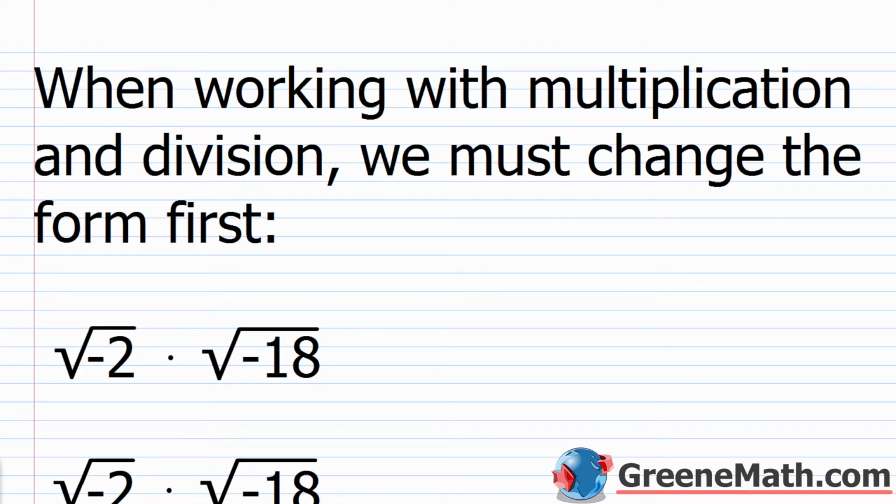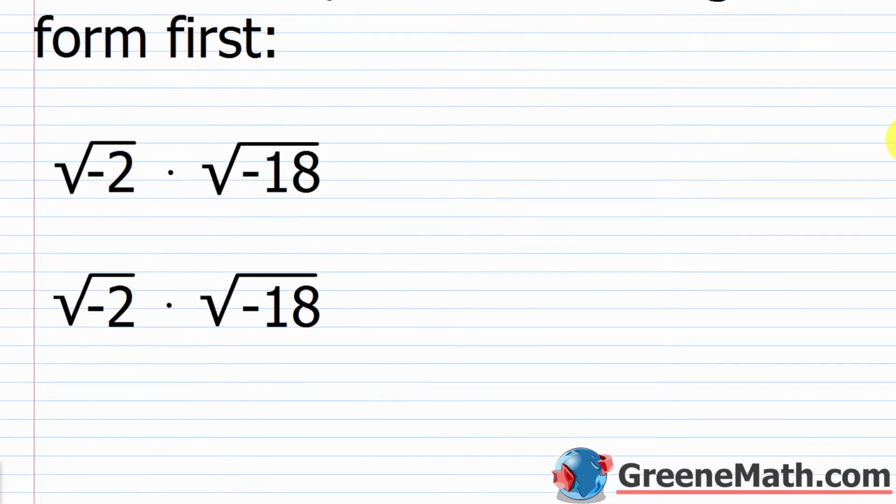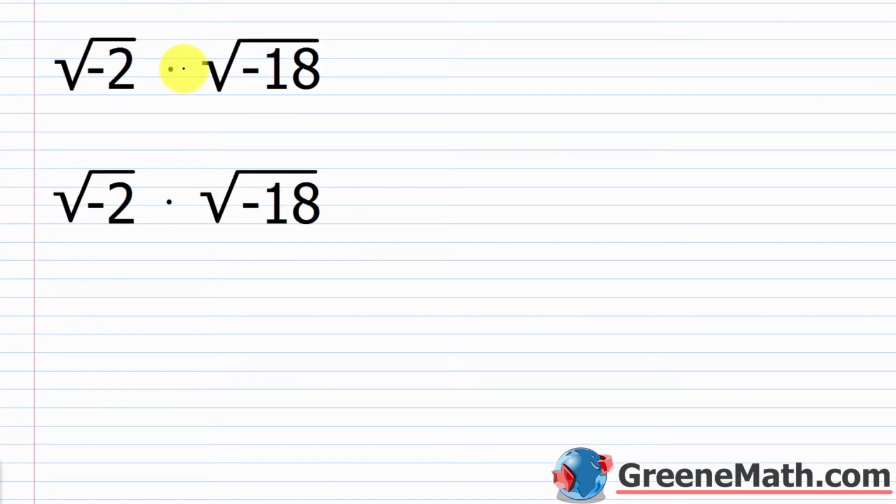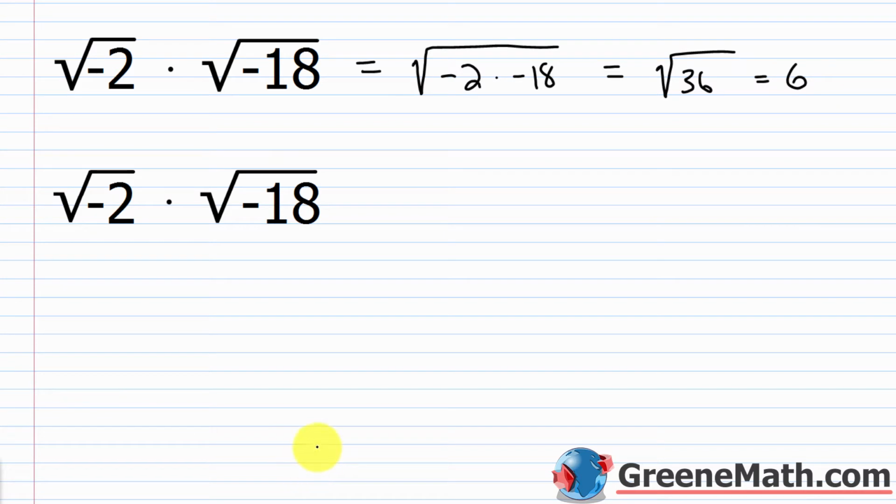All right, so now let's talk about some immediate applications of this. We want to make sure that you're crystal clear on the product rule for radicals. So when working with multiplication and division, we must change the form first. Here's what I mean by that. Once people know that they're allowed to take the square root of a negative number, the first thing you start seeing on your tests is somebody going, okay, square root of negative 2 times square root of negative 18, that's going to be the square root of negative 2 times negative 18. This is the square root of 36, which equals 6. No, that is wrong.